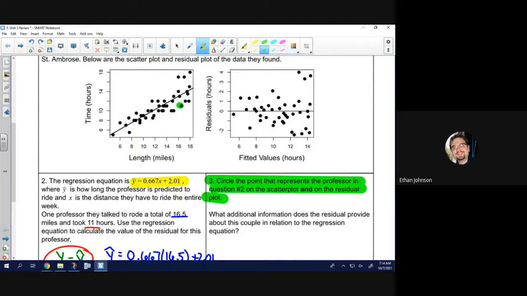For the residual plot, we go over to roughly the 16, and it did get squished at the end. Going over 16 and up to our 0 line. The residual was negative 2.01, so it's slightly below negative 2. So there's our point.